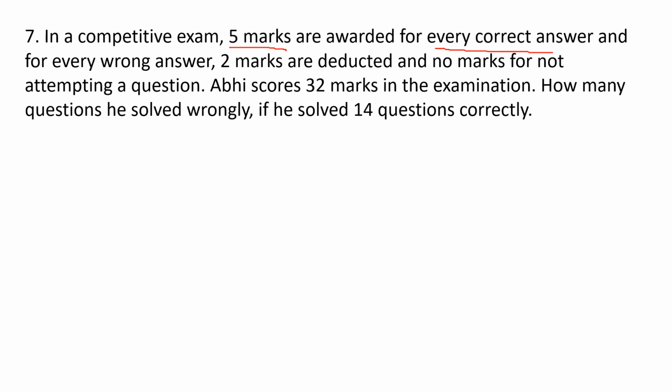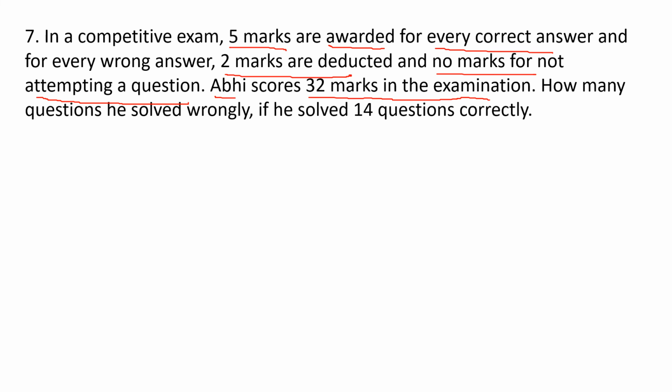So actually I'll take it as positive 5, right? Because it is getting awarded to me. And if for every wrong answer 2 marks are deducted, so for deducted marks I'll take negative, so -2, right? And no marks for not attempting a question. So better to not attempt a question if you don't know the answer, because if you give a wrong answer it will deduct the marks. So there was a student called Abhi. He scores 32 marks in the examination. How many questions did he solve wrongly if he answered 14 questions correctly?